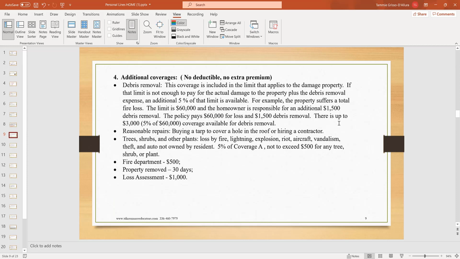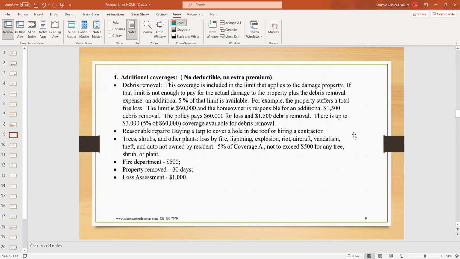Now, reasonable repairs, for example, buying a tarp to cover a hole in the roof or hiring a contractor, would be some additional coverages. There are very limited provisions on trees, shrubs, and other plants. It is usually by the perils of fire, lightning, explosion, riot, aircraft, vandalism, theft, and vehicles not owned by a resident. It's 5% of coverage A, not to exceed $500 for any tree, shrub, or plant.